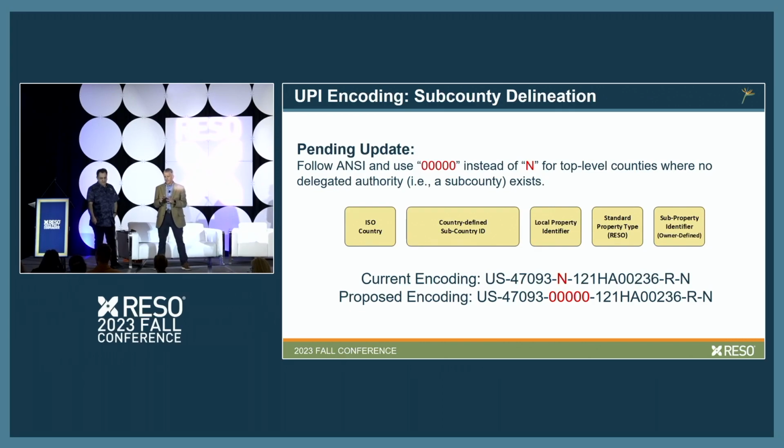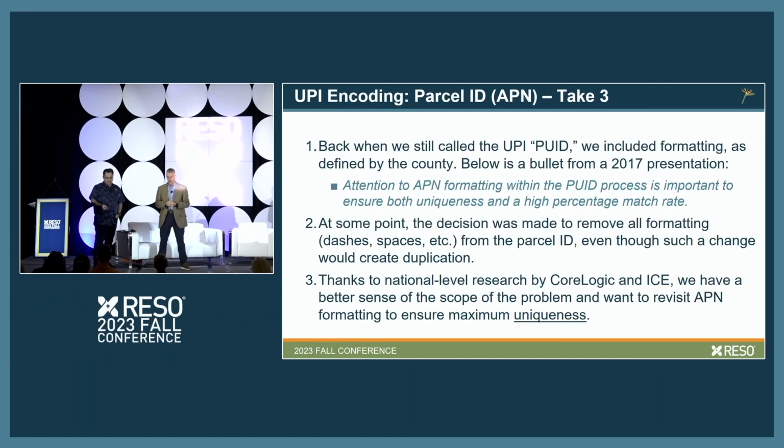This is really just a standard issue, replacing sub-county when it doesn't exist. Instead of having an N for no, we'll replace it with 5 zeros just for consistency with the ANSI FIPS standard, the organization that actually owns that particular standard. The next one's a little more complicated.